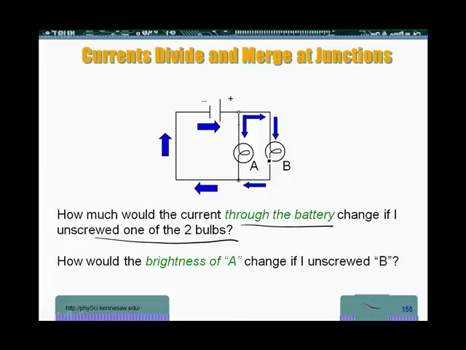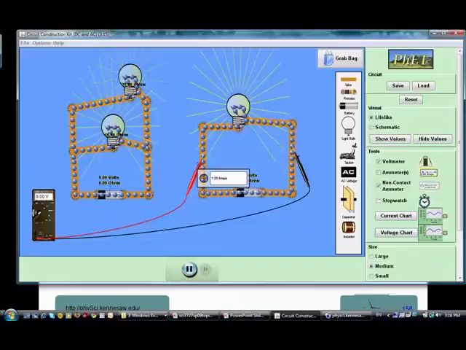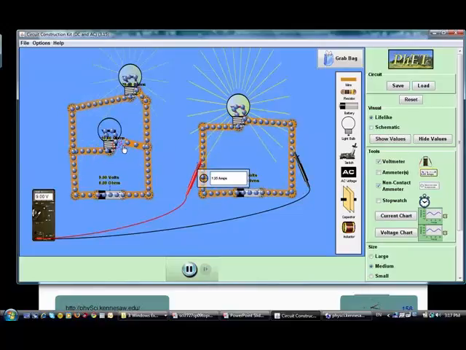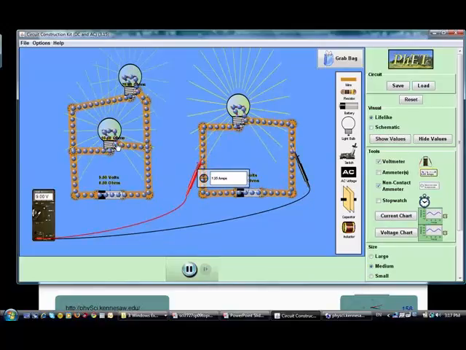Now, how would the brightness of one bulb change if you unscrew another one? Let's go back to it. Instead of unscrewing, since the simulation does not allow me that, I'm going to split the junction here, paying attention to the brightness of that one. And you should notice there is no change. Put it back, no change.